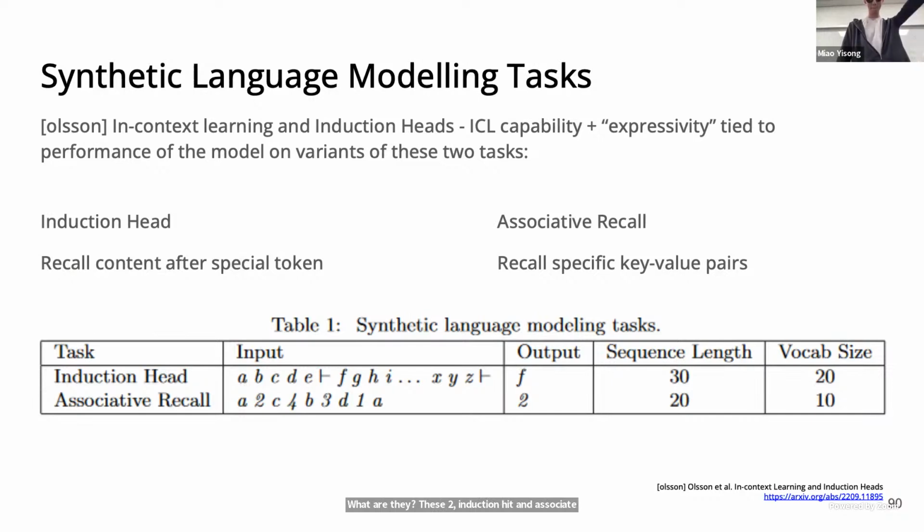Okay, could you explain the table for us? Induction head, the ability to recall a token after a special token, is the first one. The special token is the little symbol, and to recall the token immediately after that will be F. So your model must be able to do that. If you train it for this task, it must be able to perform this task. And associative recall is to recall a specific key value pair. So if you have A2, C4, B3, and you ask for the value of A, it must be able to output 2.